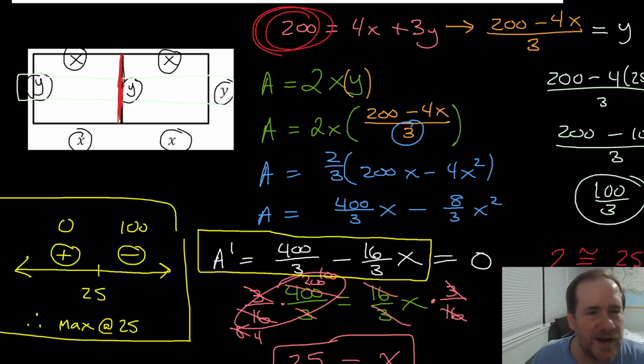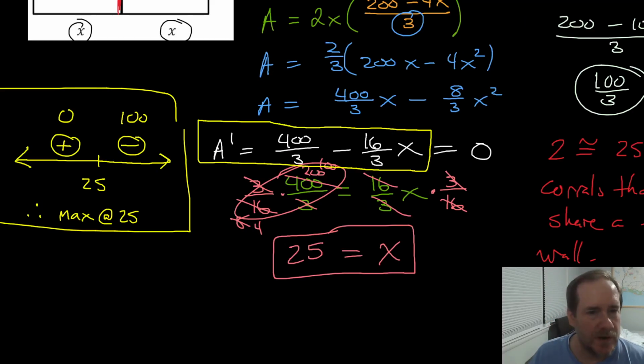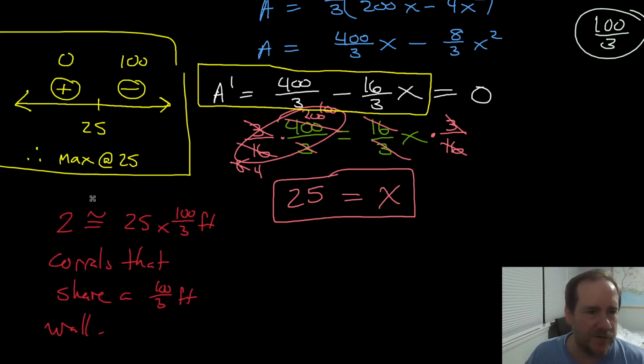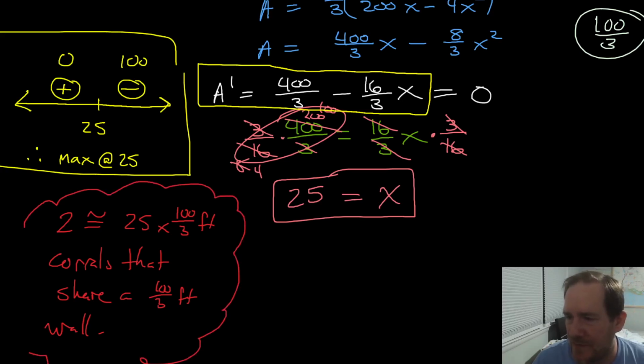Oh, what did I just write, and where did I write it? Under my face? Rats. Okay, I'm not doing so hot at this managing my screen tonight. But here's what I wrote. This sentence here is sort of how you'd want to sum up the problem. The farmer should build 2 congruent 25 by 100 thirds foot corrals that share a 100 thirds foot wall. That's the wall they should share, not the 25-foot wall.